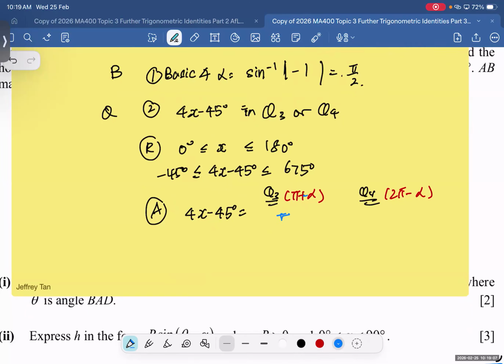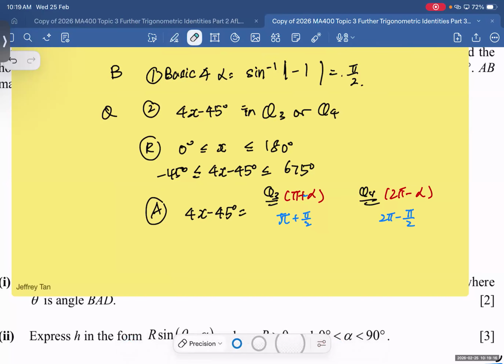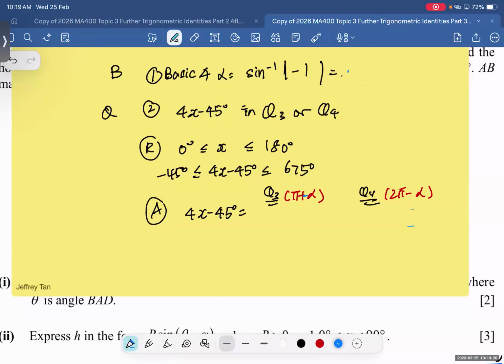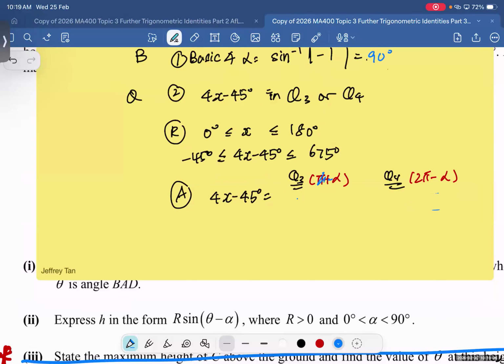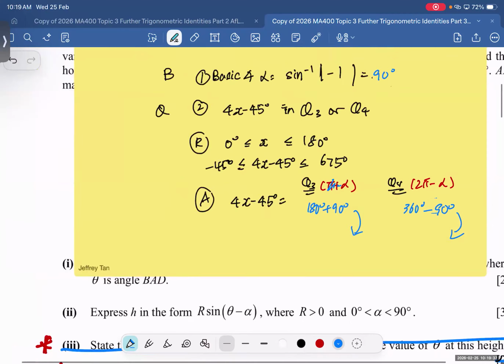Yeah, so from here, what is pi plus alpha? Pi plus pi over 2. 2 pi minus pi over 2. Okay? Hey, what am I saying is in degree mode? Why am I so stupid now? 90 degrees. Okay? And so it's 180 plus 90 as well as 360 minus 90, for example. Then you add 2 rounds. Okay, you slowly solve. That's so far.